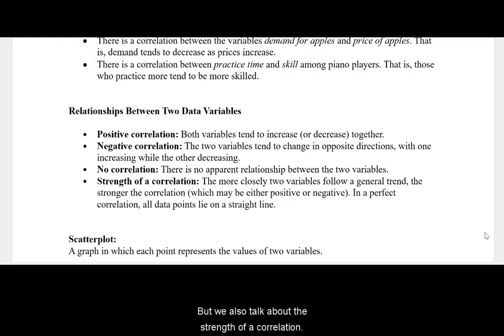But we also talk about the strength of a correlation. The more closely two variables follow a general trend, the stronger the correlation. And it can be positive or negative correlation. In a perfect correlation, all data values would lie on a straight line. Basically, you would see a linear graph. When we talk about strength, the reason why we say that is sometimes you can have a correlation, but we would call it a weak correlation. And then other times, it could be a very strong correlation.